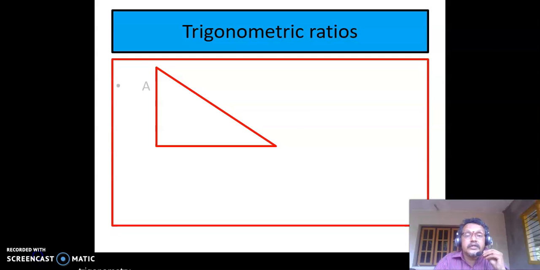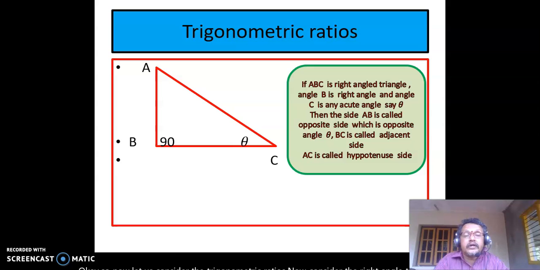Now consider the right angle triangle ABC. Here angle B is 90 degrees and C is any acute angle theta. In trigonometry we call the acute angle theta. So now, the side opposite to theta is called the opposite side. This side BC is called the adjacent side, and the side which is opposite to 90 degrees is called the hypotenuse.